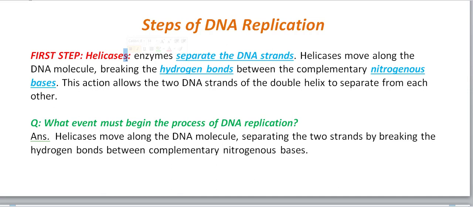We can say helicase. In each replication fork there is one enzyme, an enzyme that separates DNA from each other.